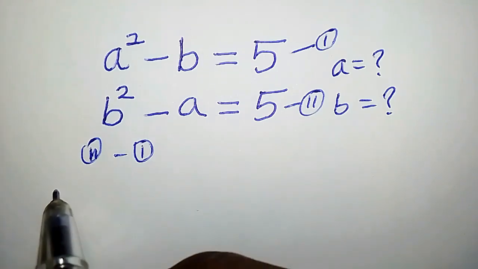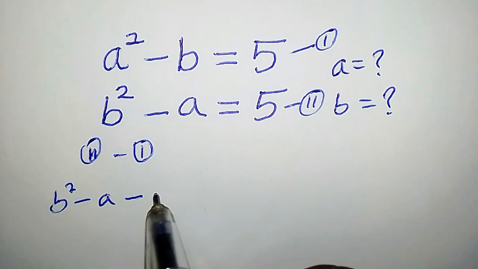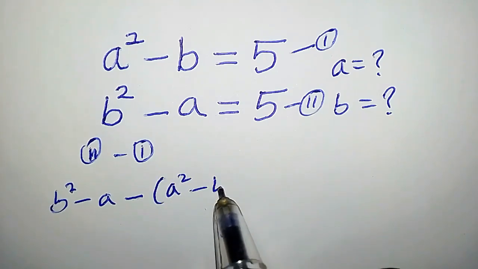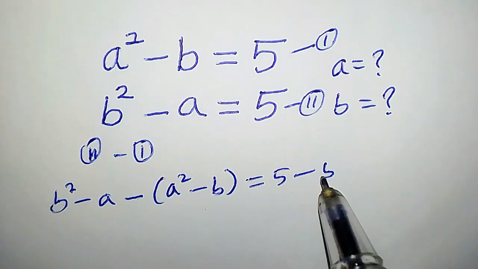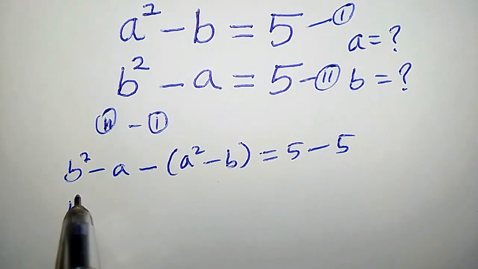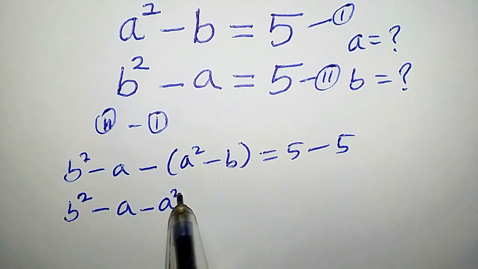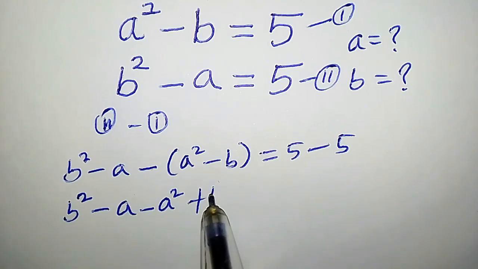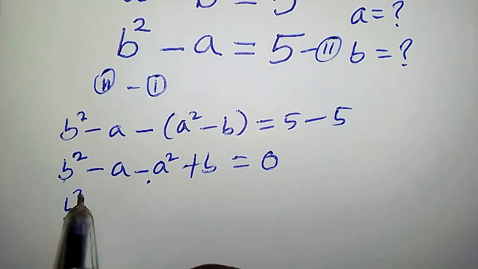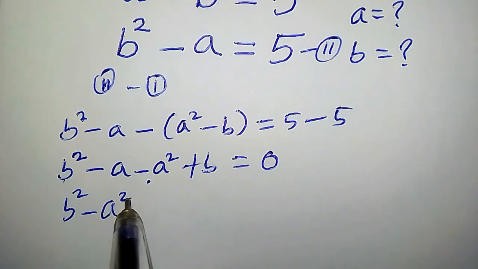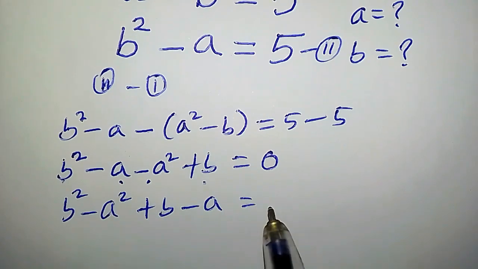This becomes b squared minus a, minus the left hand side a squared minus b, equal to 5 minus 5. So we have b squared minus a, minus times a squared, that is minus a squared, minus times minus b, that is plus b, equal to 5 minus 5, that is 0. So minus a squared plus b minus a is equal to 0.